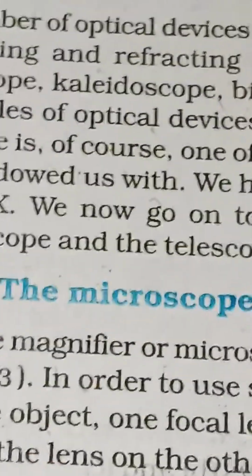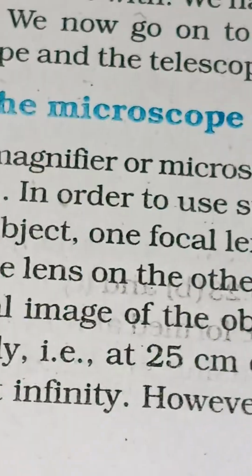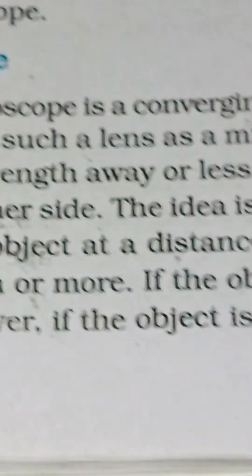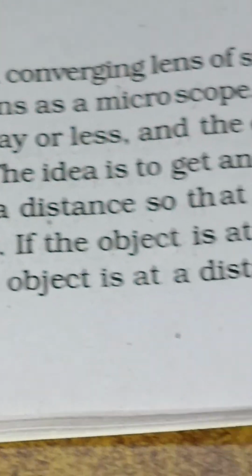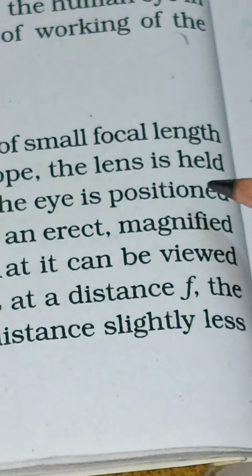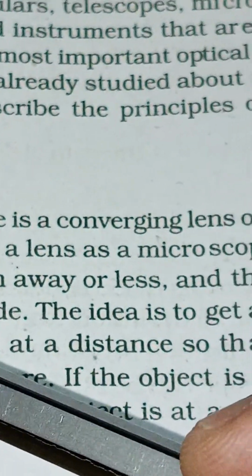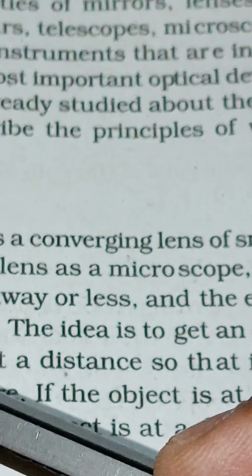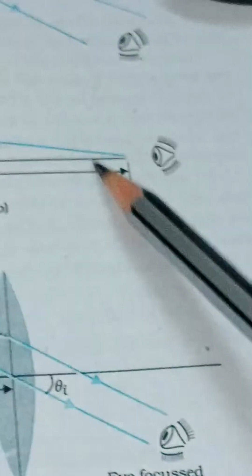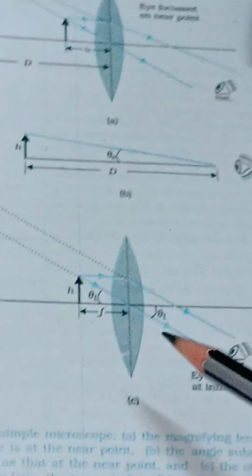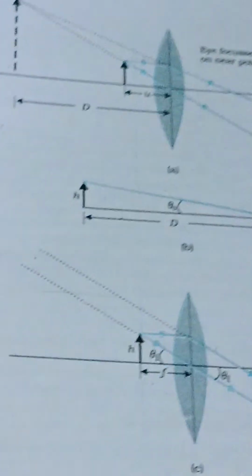Okay, welcome back. The microscope. A simple microscope is a converging lens of small focal length, a small focal length. In figure 9.23, we will talk about all these figures 1, 2, and 3. These are the figures we will talk about.